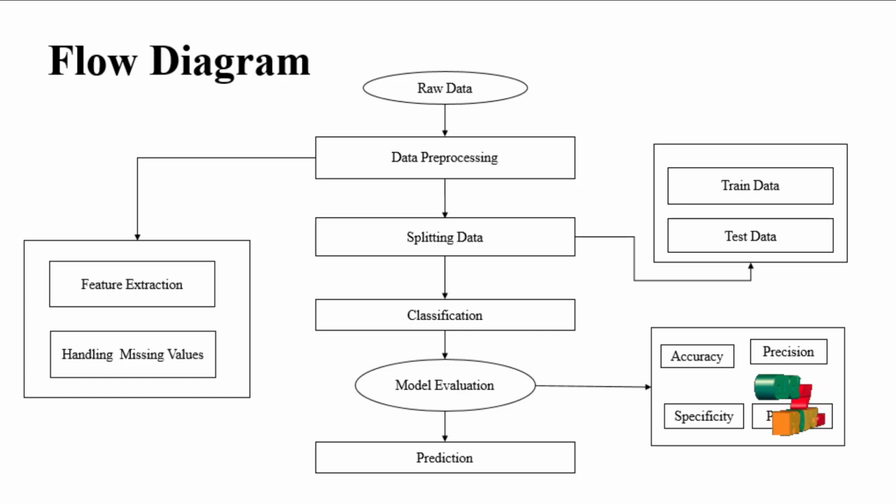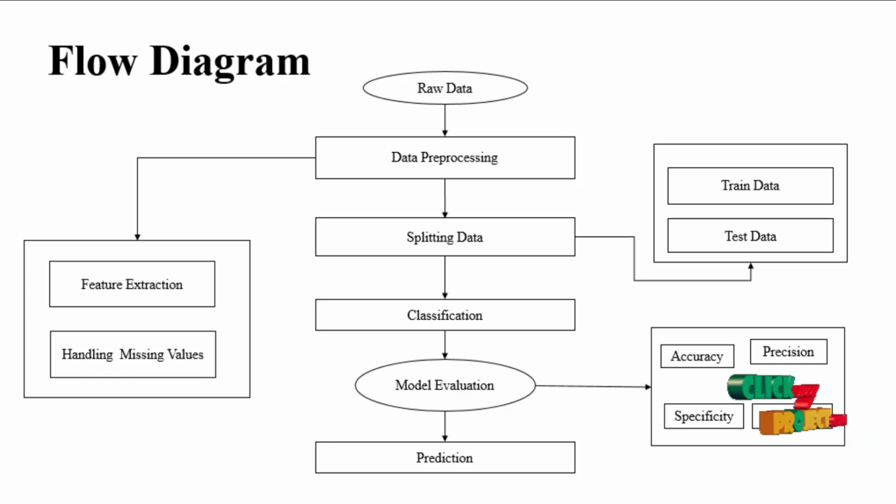Now we see the flow diagram. First, you load the dataset which contains the features about the software fault. After loading the data, the next step is pre-processing. In the pre-processing, the unwanted rows and columns and null values can be removed, and only important features can be extracted and used for further processing. The null values are handled in the pre-processing step.